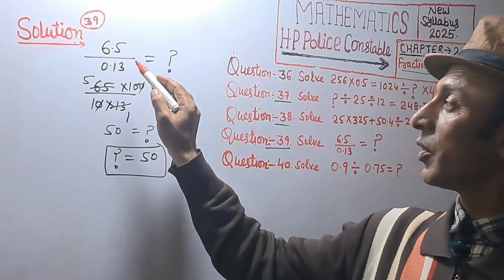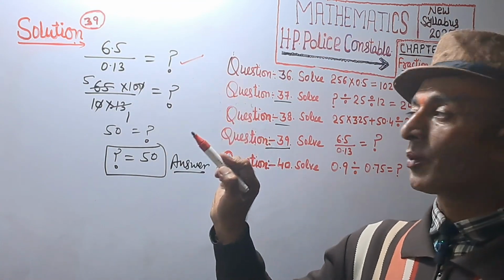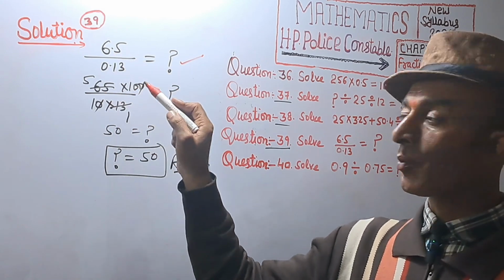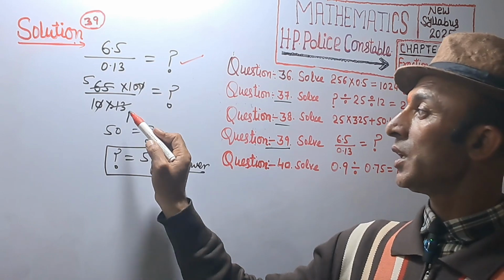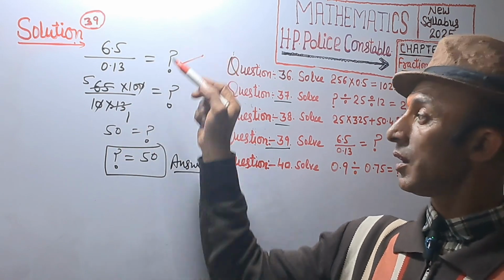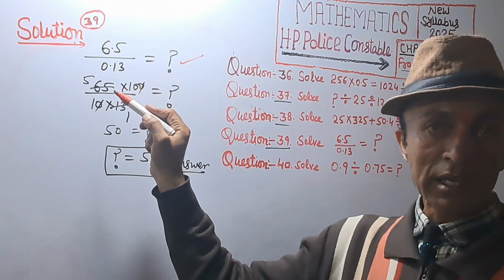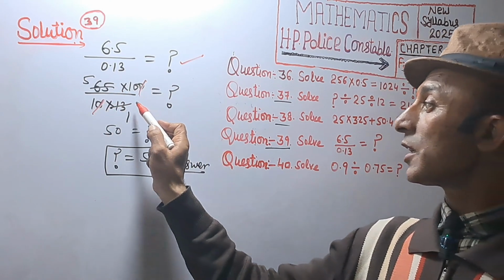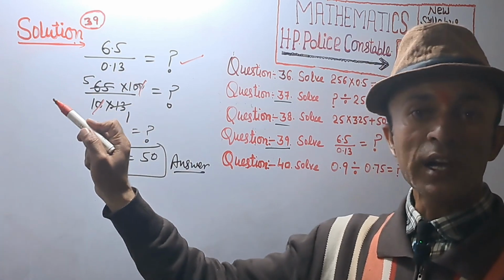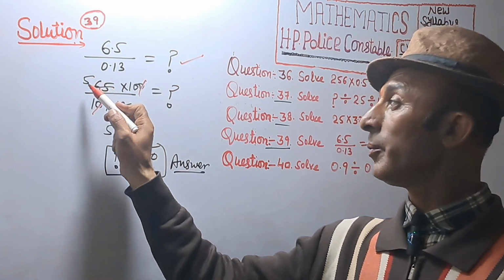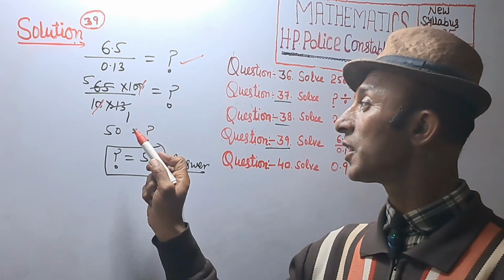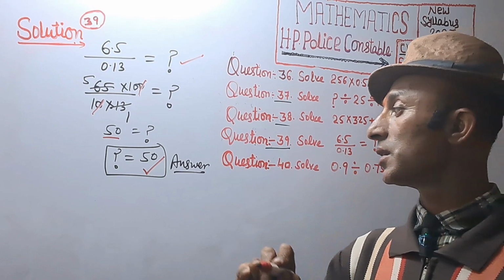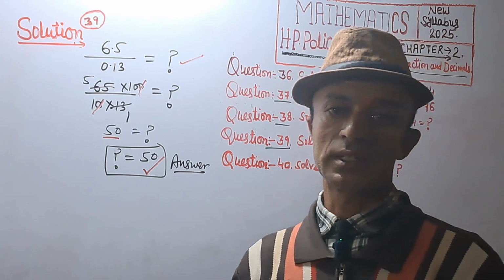Given question is 6.5 upon 0.13 equals ? Point convert 6.5, that is 65 upon 10. 0.13, that is 13 upon 100. 100 multiplied by numerator. So 0 0 1 0 is cancelled and we get 13 ones are 13, 13 fives are 65, and 5 multiplied by 10, 5 tens are 50. So we get the value of ?, that is 50, answer.